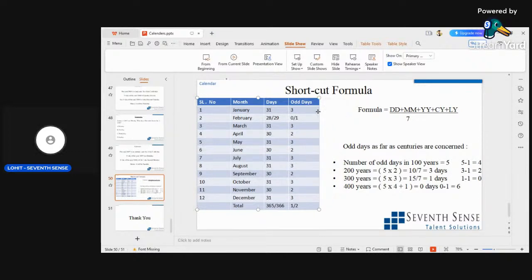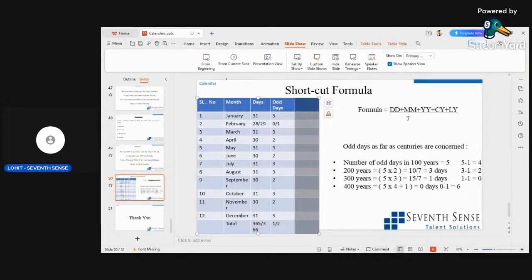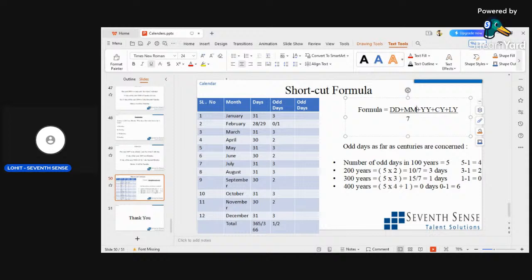Just wait, I will just write down here. So I will insert a column towards the right. Okay, so this will be your odd days for the month. Why have I added this column? Because I need to show you how you're going to find out the odd days for this shortcut formula. Where you're going to use this odd day is in the month place.